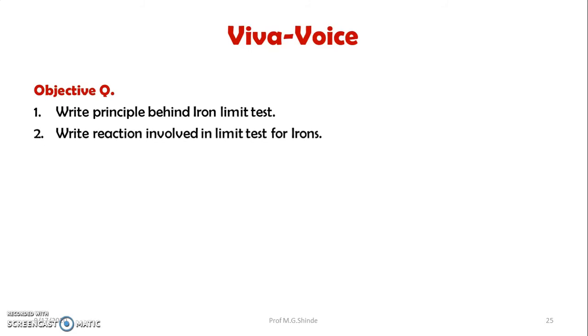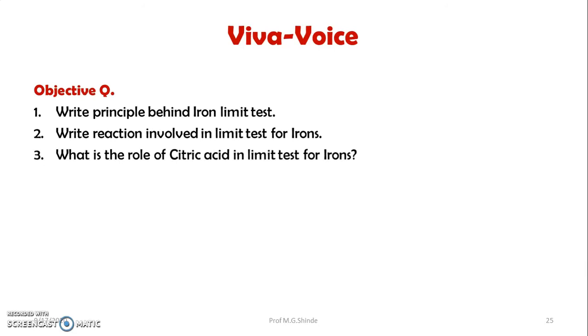Second question is write the reaction involved in the limit test for iron. As earlier we have discussed, two molecules of thioglycolic acid react with the ferric ions, and that will give a complex, that is ferrous thioglycolate, a coordinated ferrous thioglycolate complex.